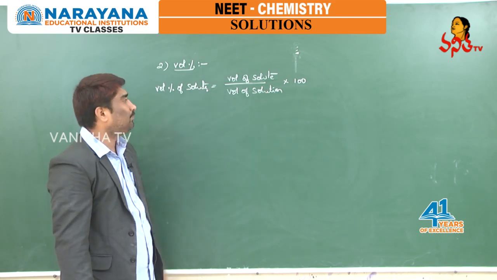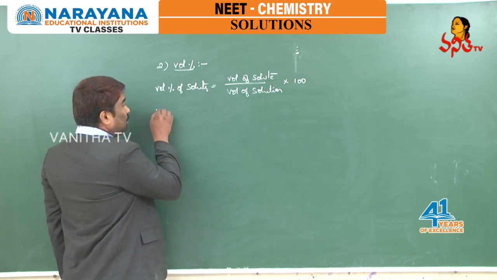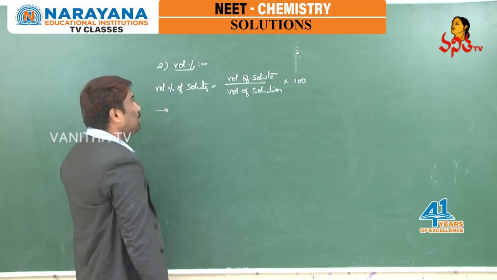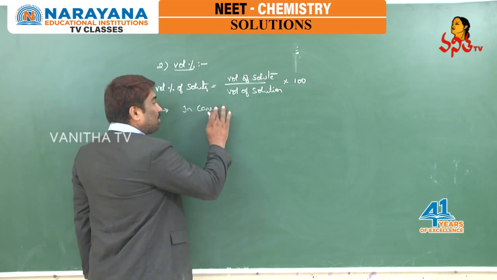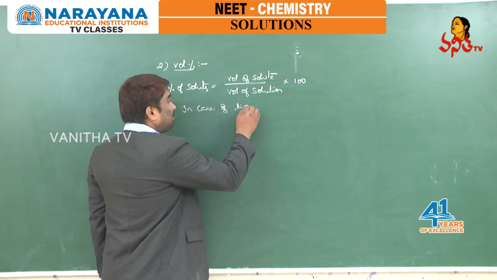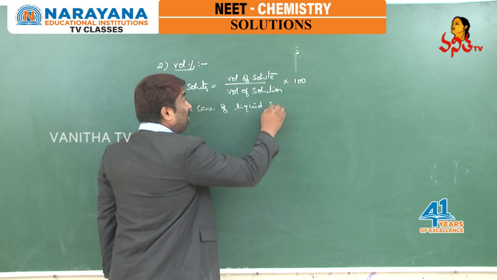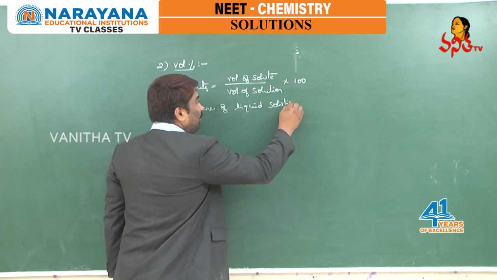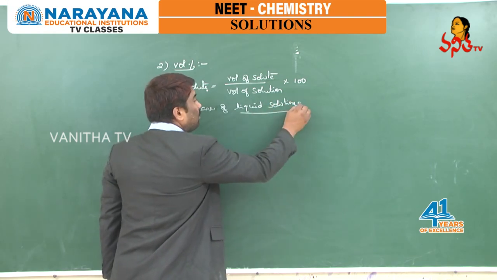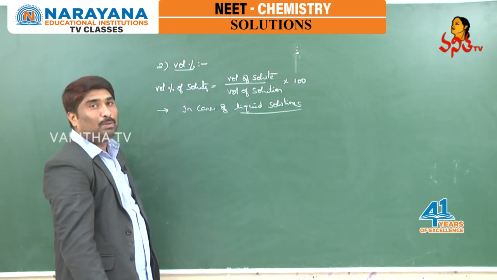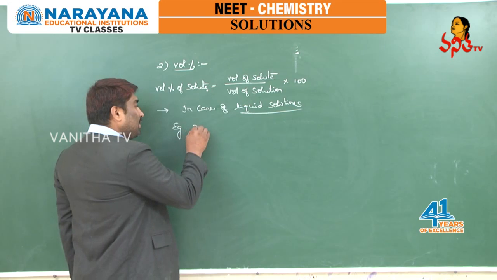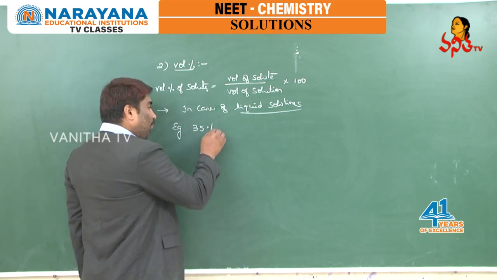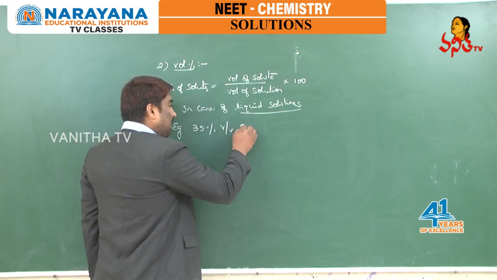Coming to volume percentage, generally this is used in case of liquid solutions. That means if solute and solvent both are liquids, then volume percentage is used. Example, 35% volume by volume ethylene glycol.